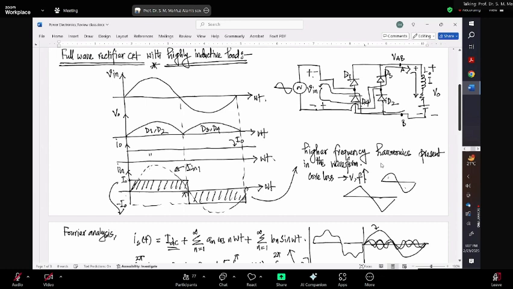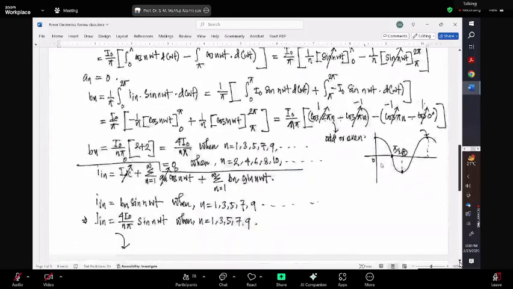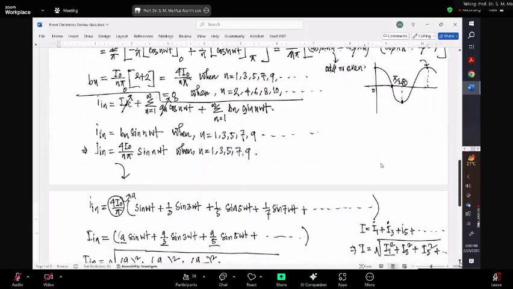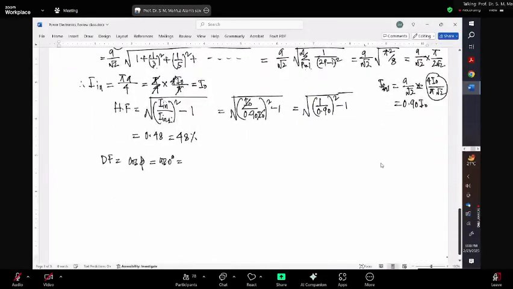If this is the fundamental component of the current, you compare this waveform with the input voltage. So these two waveforms, will they be in phase or out of phase? In phase. If they are in phase for voltage and current, then what should be the displacement factor? It should be cos 0 degree, that should be equal to 1. And then what should be your input power factor?